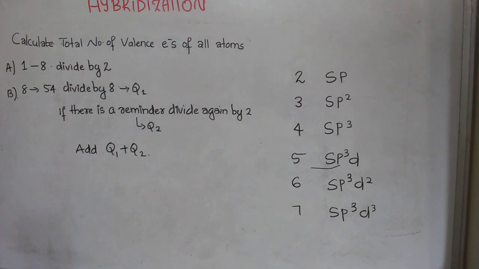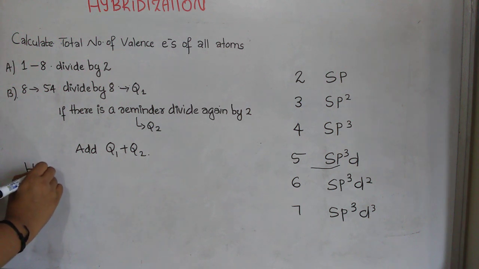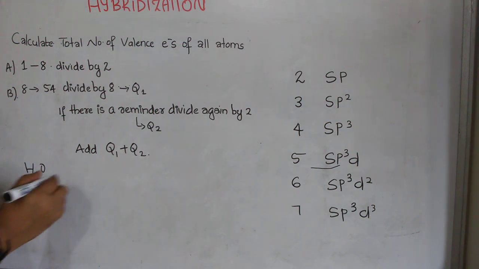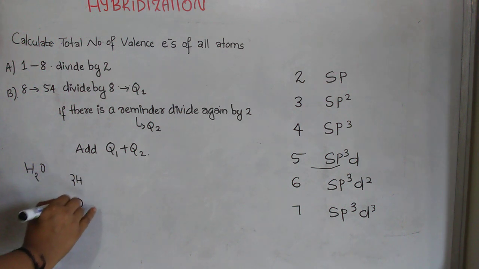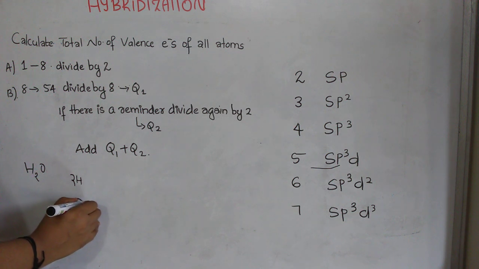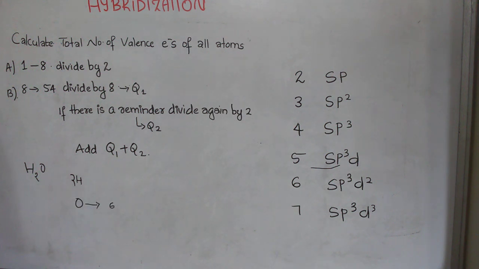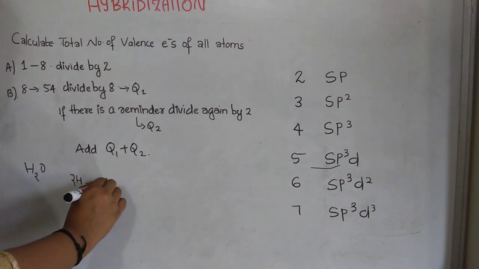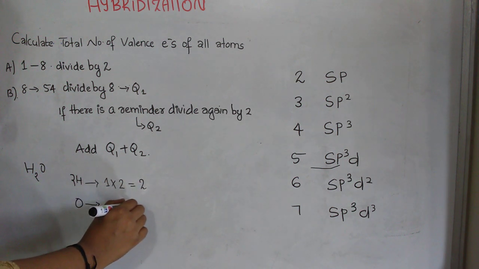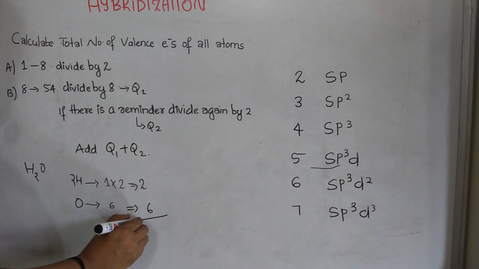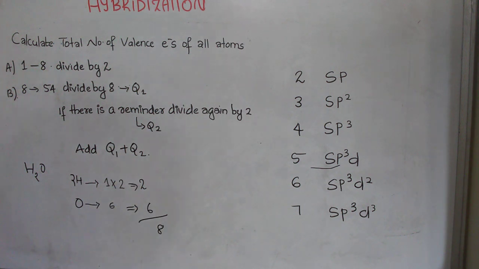So let us consider, again we will be doing H2O here. So we are having 3 atoms here, that is 2 hydrogen and 1 oxygen. What is the number of valence electrons of oxygen? It is 6. And since there is only 1 oxygen atom, the total valence electrons will be 6 itself. The valence electron of hydrogen is equal to 1, but we are having 2 hydrogens, so the total electrons will be 2. So 2 and 6, the total electrons will be equal to 8.